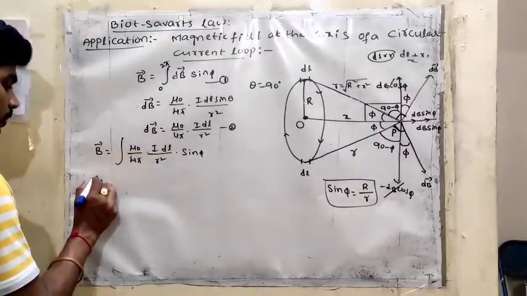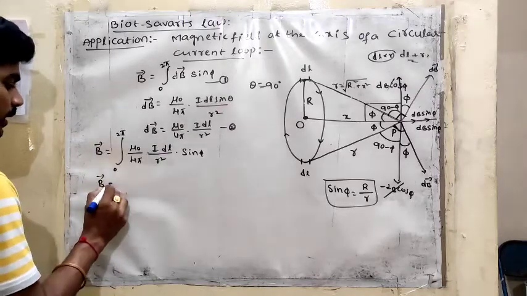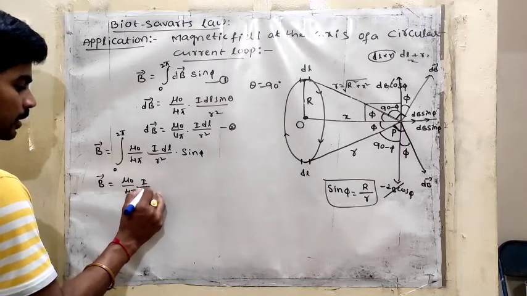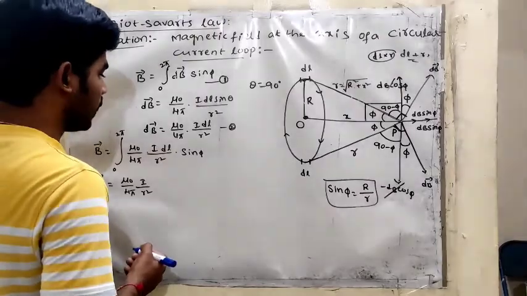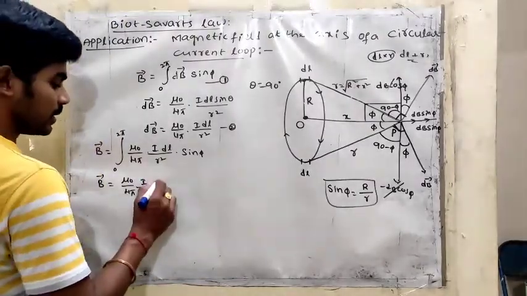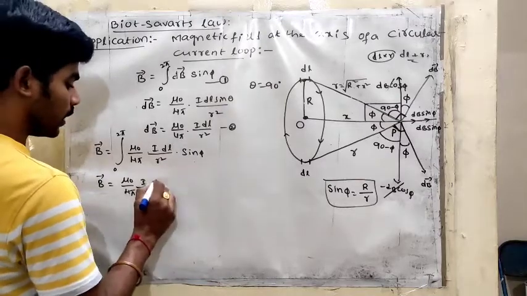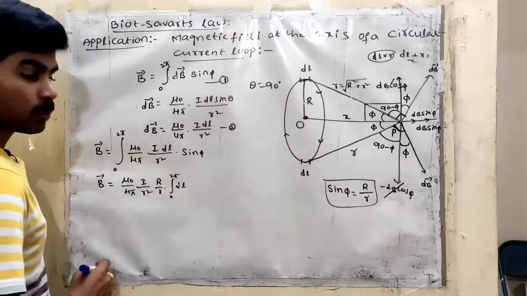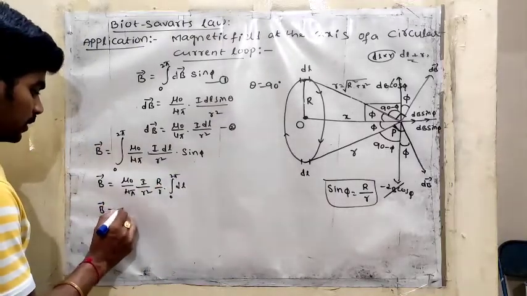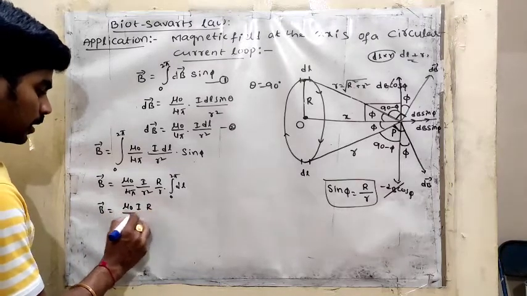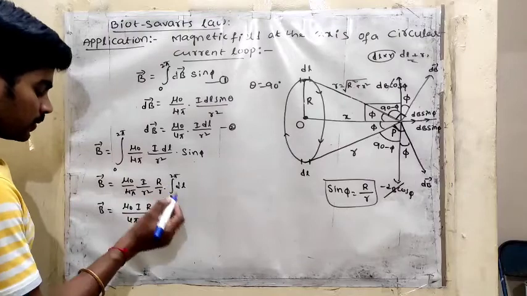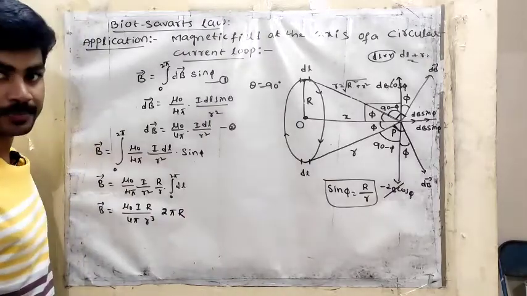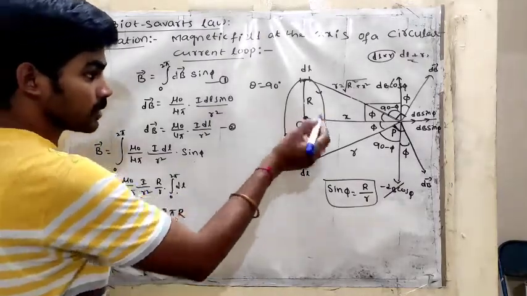So now B bar is equal to the integral with limits 0 to 2 pi. Mu naught by 4 pi is constant, I is also constant, and 1 by r square is constant. Only dl is not constant, since sin phi is equal to r by r. So B bar is equal to mu naught I r by 4 pi into r square into r cube, integral of dl, whose value is 2 pi r. This is the circumference of the total circular ring, 2 pi r.